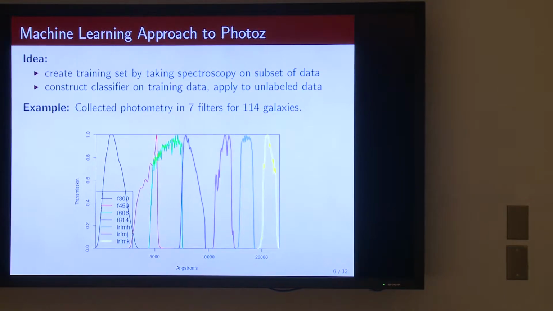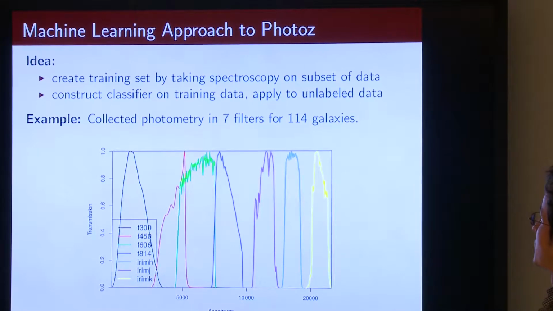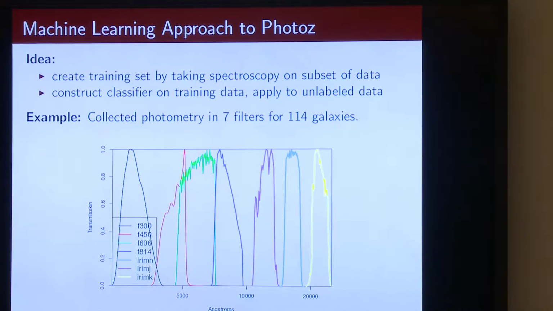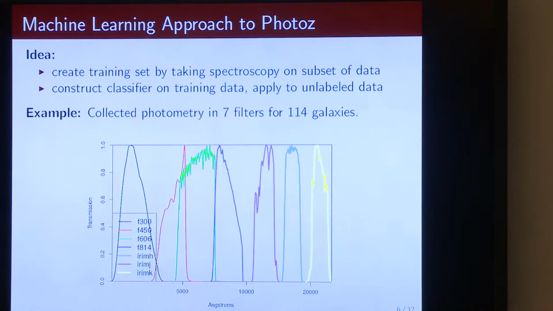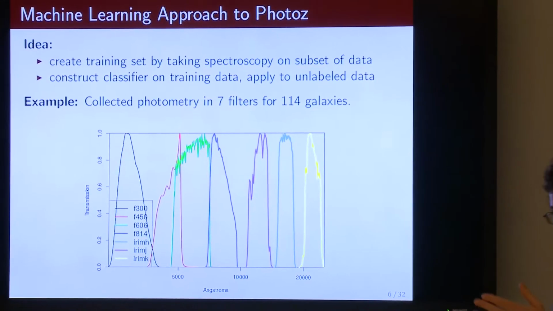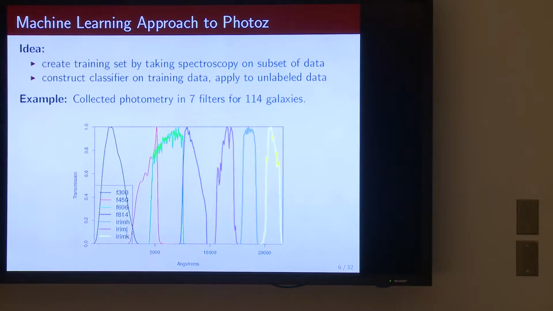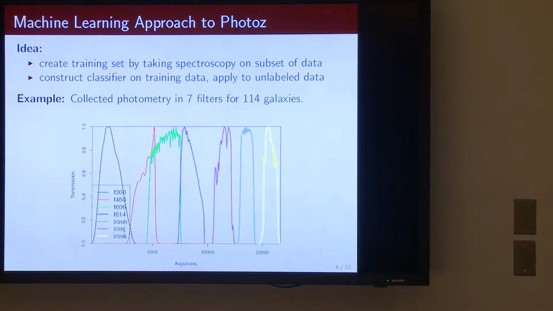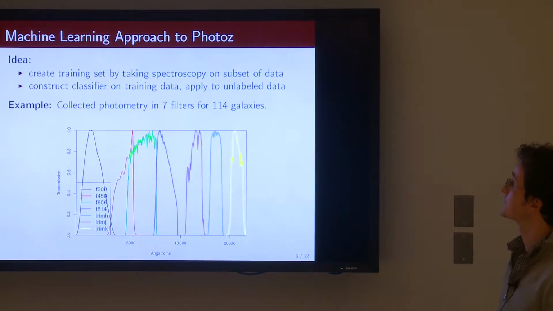Okay, so one approach that you can take to addressing this problem is to do sort of machine learning. So suppose we get photometry on a set of objects, and we observe those objects through some set of filters. We can then get spectra for those objects, and get the redshift from those for the objects which we got spectra for, because that's fairly easy. And then we have essentially a training set, and then we can build some model on that training set, and then apply that model to all of the objects which we didn't collect spectra for.